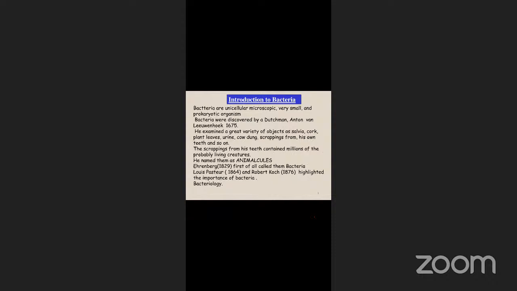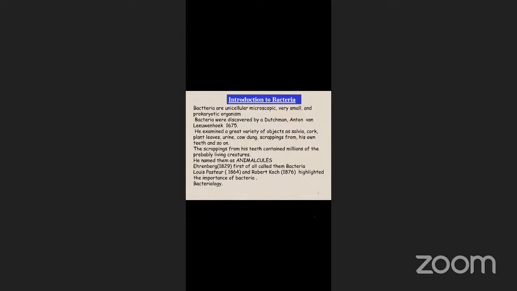Antonie van Leeuwenhoek named them animalcules. After that, the scientist Ehrenberg, in 1829, called them bacteria. And many scientists worked on these bacteria. Some of the important bacteriologists are Louis Pasteur, 1864, and Robert Koch, 1867.